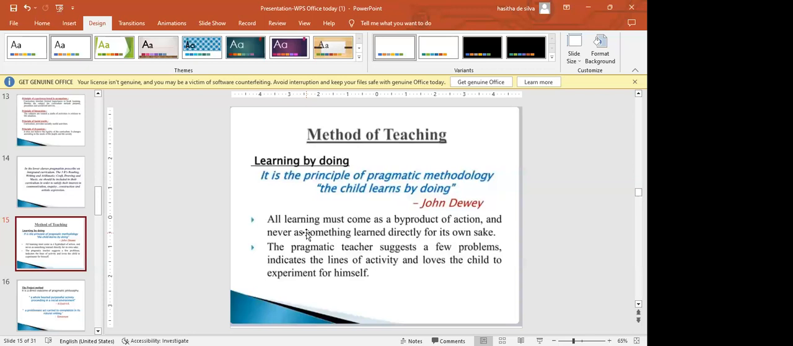First one is learning by doing, and John Dewey expressed that as the principle of pragmatic methodology. The child learns by doing. John Dewey emphasized that idea, learning by doing. All learning must come as a byproduct of action and never as something learned directly for its own sake. The pragmatic teacher suggests a few problems, indicates the lines of activity, and allows the child to experiment for himself.